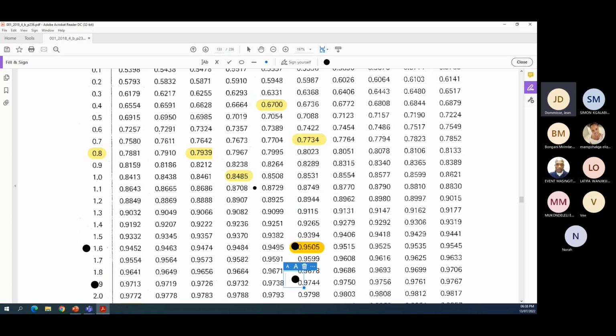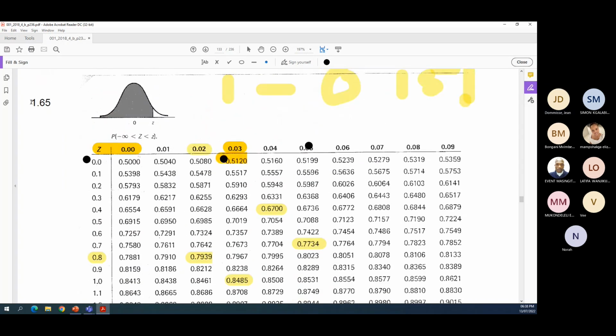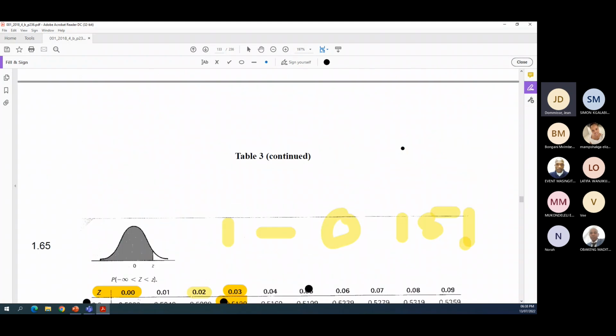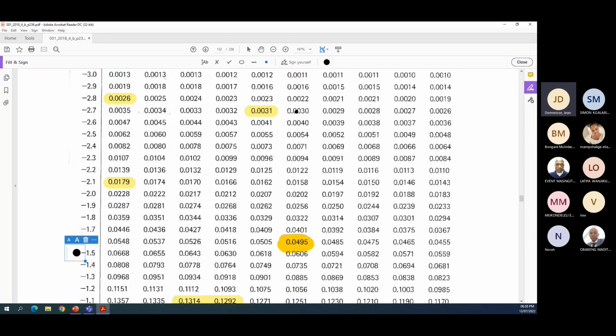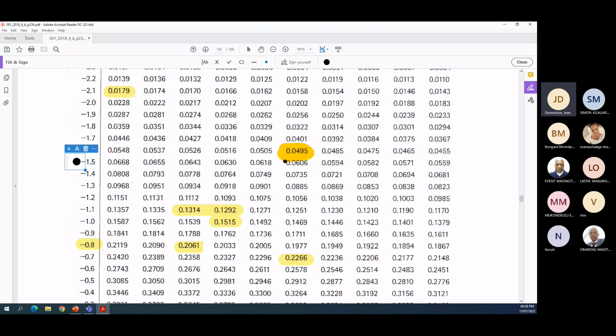Okay, so the first two, the something point something, will give me where I need to go down, and the second number after the point will tell me how far I need to go to the right hand. The same if it was negative, say negative 1.55, I look at negative 1.5, negative 1.55, and where the two meet would have been the number.